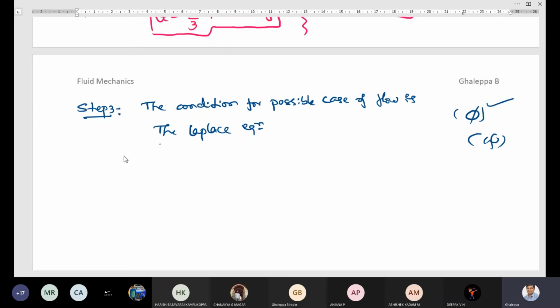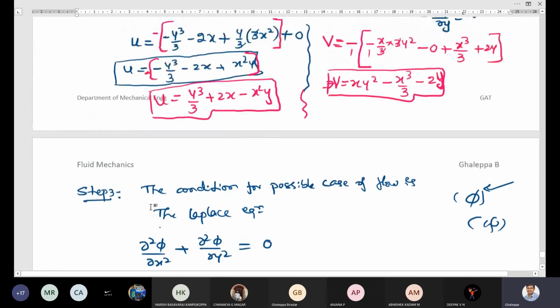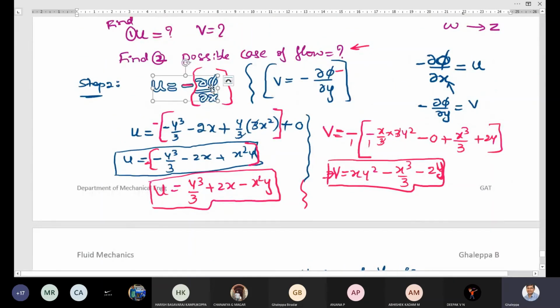So in the given statement, phi function is given. So write dou square phi upon dou x square plus dou square phi upon dou y square is equal to 0. If you get both equal to 0, then you can make it the condition for a possible case. So first you find out dou phi by dou x. Already we have calculated dou phi by dou x, I think. Here is the dou phi by dou x. So I will not take the minus sign. Whatever the minus is there, I will keep it as it is.